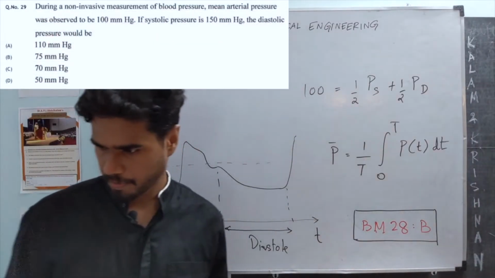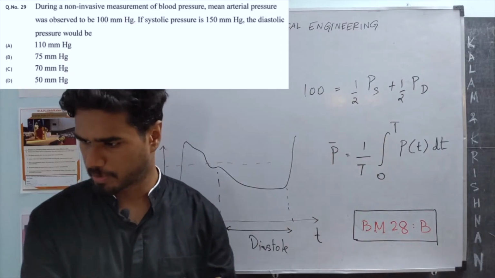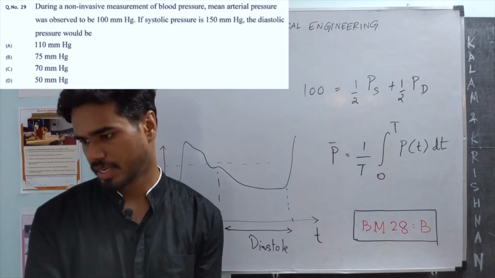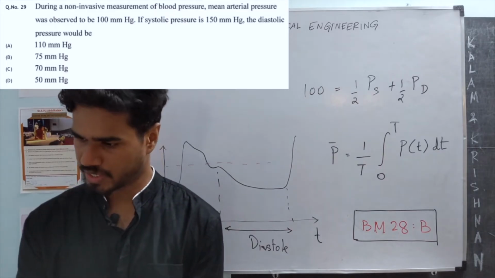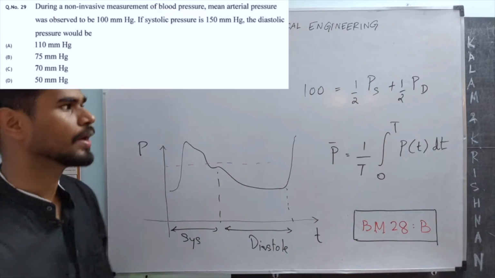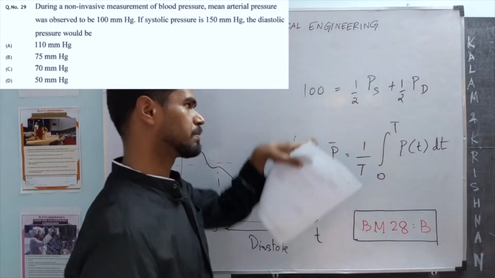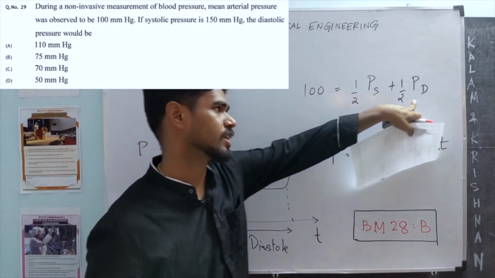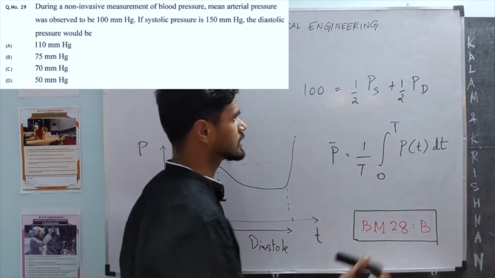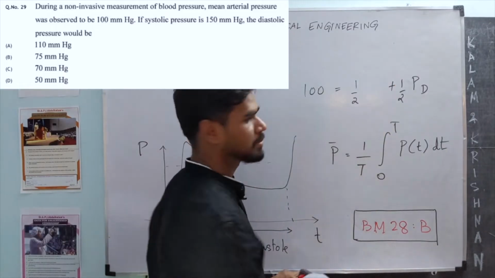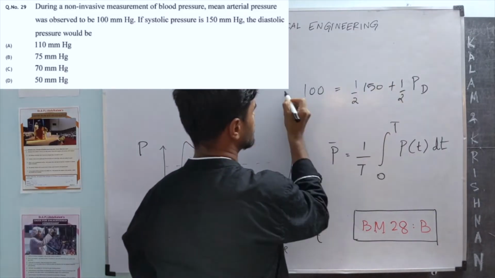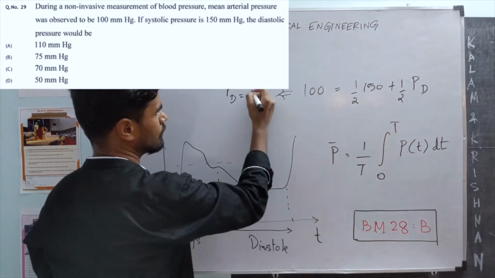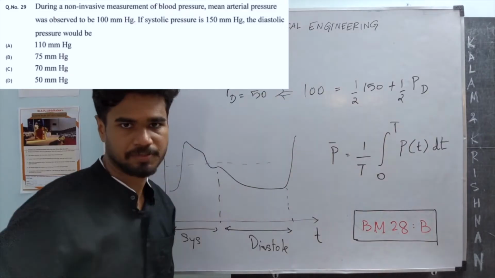Question number 29. During a non-invasive measurement of blood pressure, mean arterial pressure was observed to be 100 mmHg. If systolic pressure is 150 mmHg, the diastolic pressure would be. So we are given the mean arterial pressure, 100 mmHg. It's mean, so it's the average of systolic pressure and diastolic pressure, and systolic pressure is given to be 150 mmHg, right? This implies the diastolic pressure that we want is 200 minus 150, which is 50 mmHg, right?